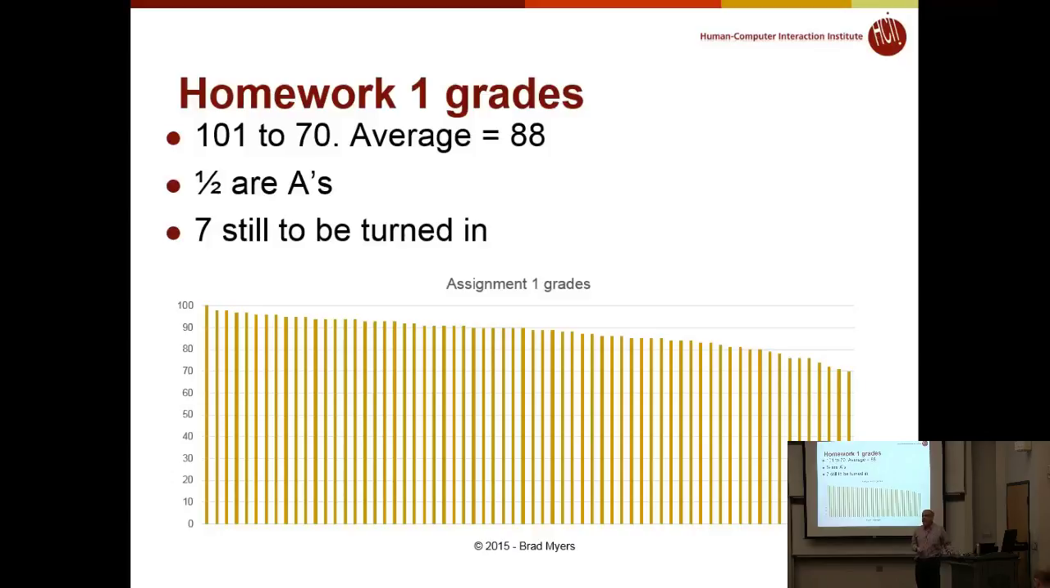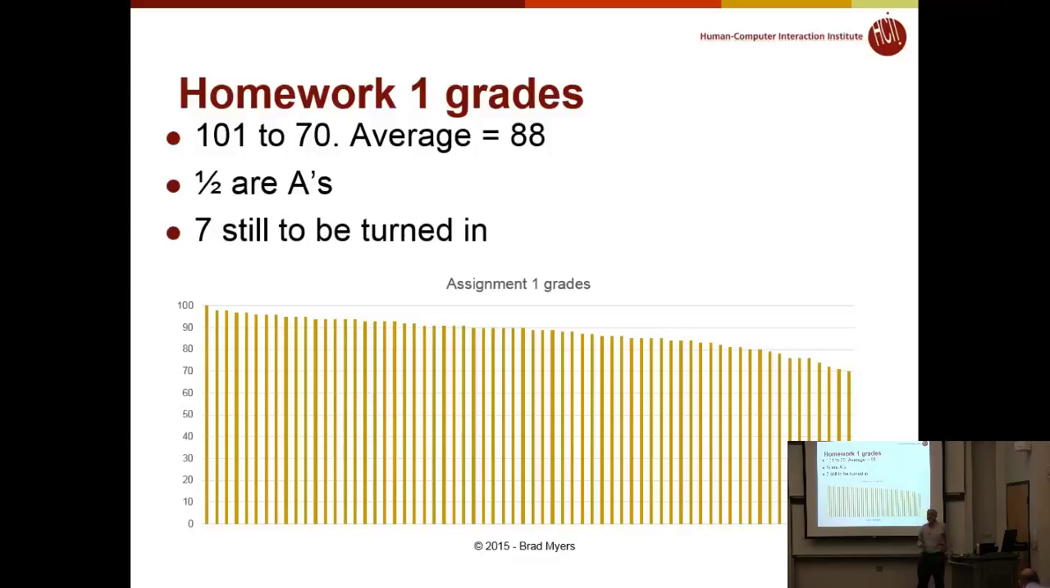People are always interested in how they did with respect to the rest of the class. So this is everybody's grades. About 66 people turned things in. About half of you got A's. Somebody got some extra points for doing extra diagrams, maybe a physical diagram. And the low grade was a 70.